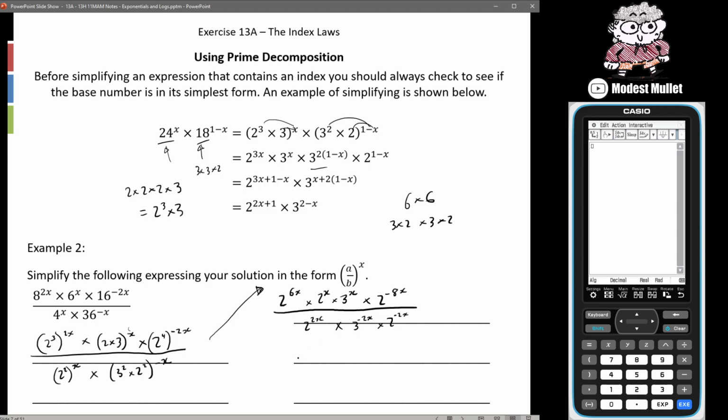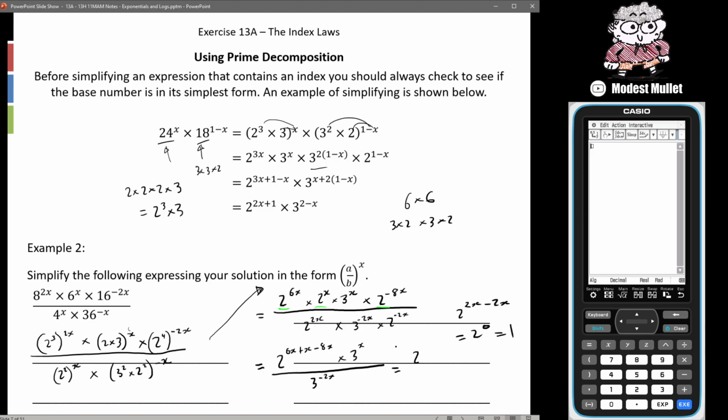Let's simplify now. We'll simplify the numerator. We have 3 things with base 2, so all those powers can get added together. So we get 2 to the 6x plus x minus 8x, times 3 to the x, all divided by 2 to the 2x times 2 to the 2x. So I'll just put it over here so you understand we're effectively doing that, which is equal to 2 to the 0, which equals 1. So we just get 1 times 3 to the negative 2x, and the 1 we can just disappear.